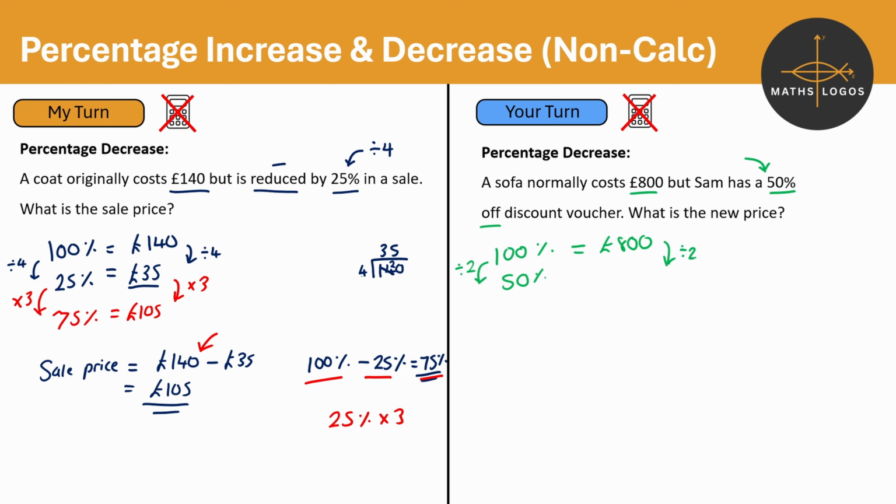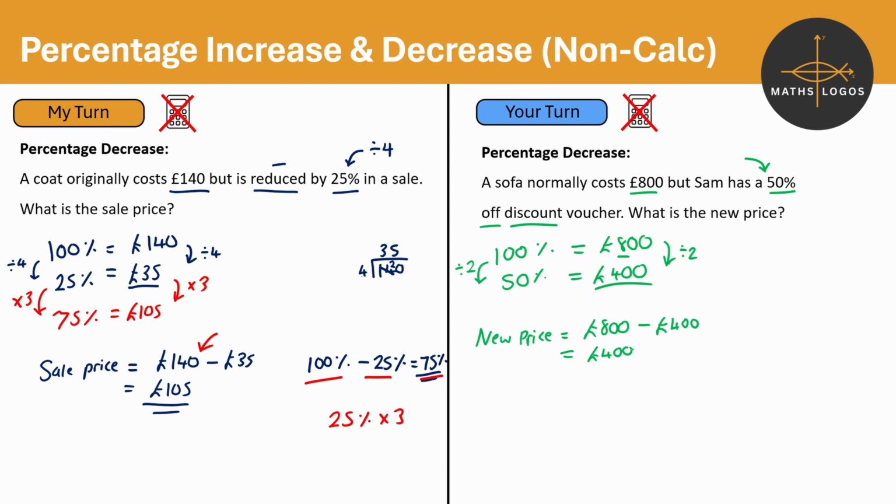We divide our 800 by 2. 8 divided by 2 is 4, so 800 divided by 2 is 400. So we are taking £400 away from the £800. We'd say the new price is the original, so the 800, take away the 50% discount, which gives you 400.